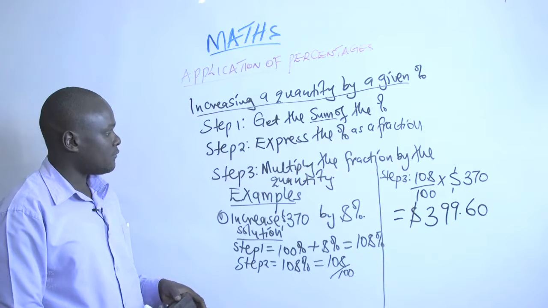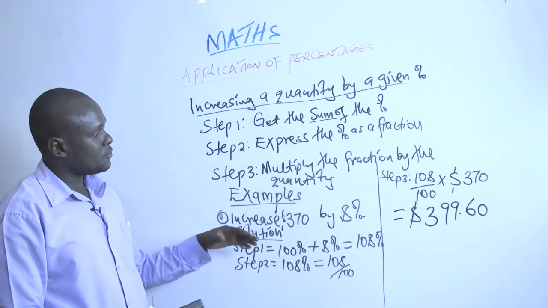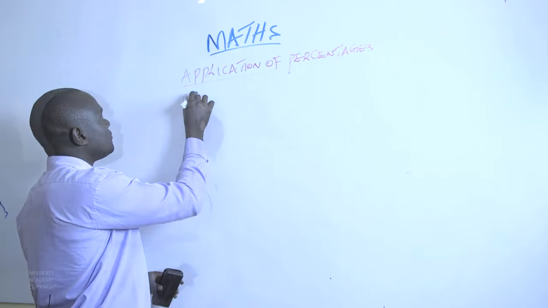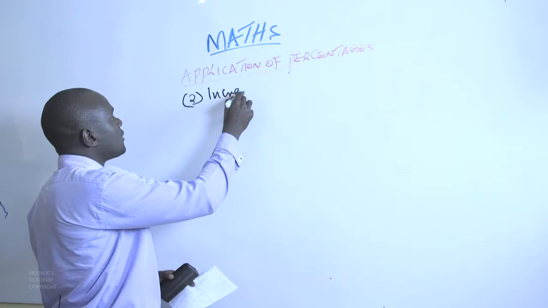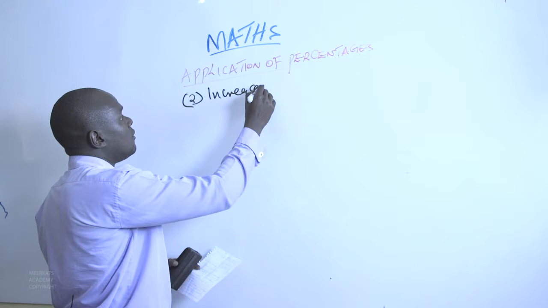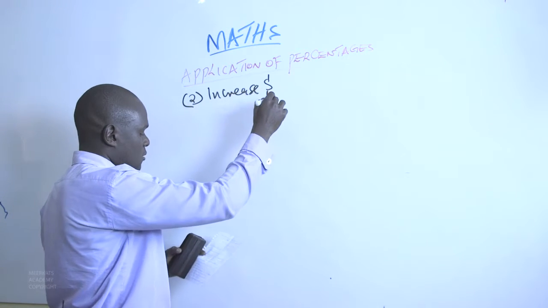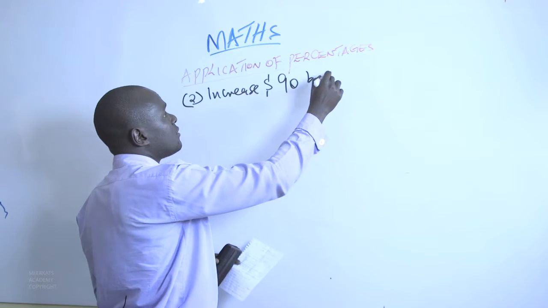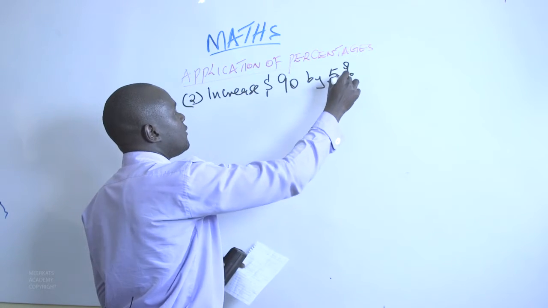This is just one of the examples. I want us to continue looking at more examples. Our example number 2: increase $90 by 5%.